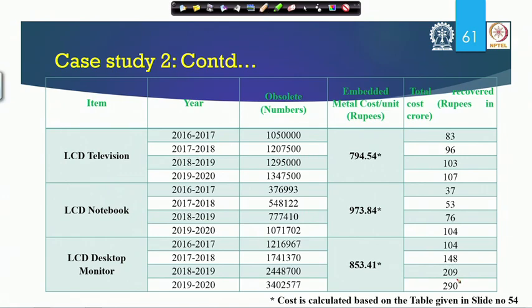a value of 290 crores in 2020, and for this is 83 crores from LCD television, 83 to 107 crores over those 4 years. For LCD notebook, 37 to 104 crores. LCD desktop computer, 104 to 290 crores. So more and more LCD desktop computers, desktop monitors, will start showing up into the disposal stream. So again, this reinforces the same thing which I was telling just a few minutes back, that there is a value in this e-waste.